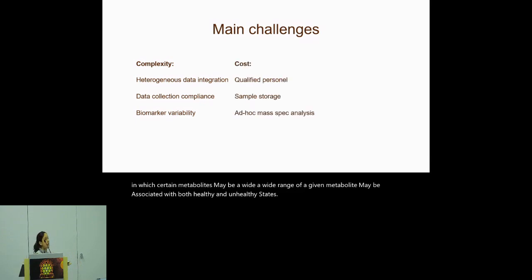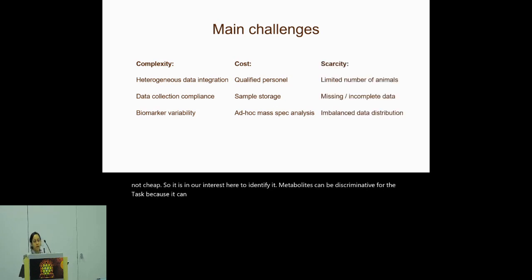Other challenges are related to cost. Qualified personnel is needed to draw blood samples in the field. It's not cheap, nor simple, to store and transport blood samples to the lab. And of course, the mass spec analysis on its own is not cheap. So it is in our interest to identify metabolites that can be discriminative for the task, because they can be expensive to obtain.